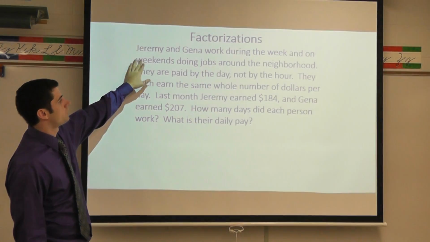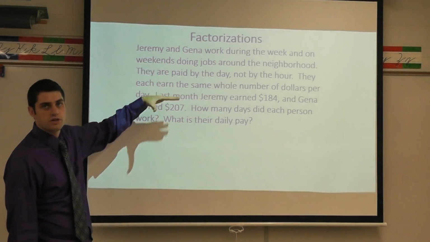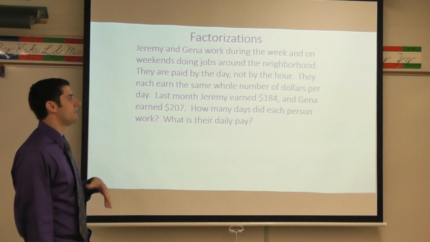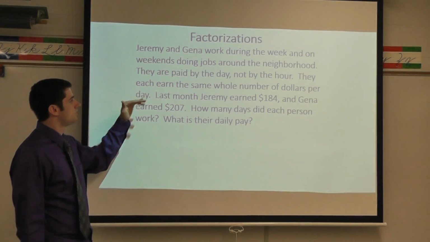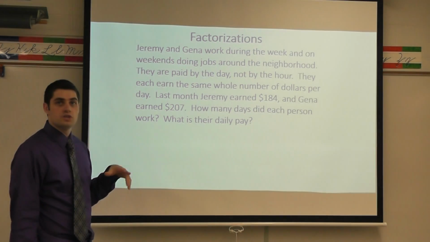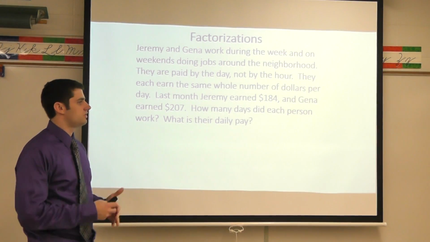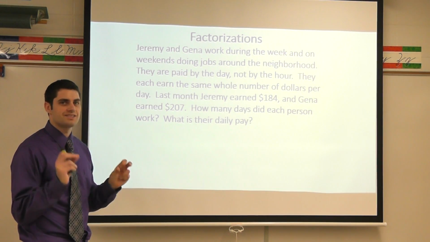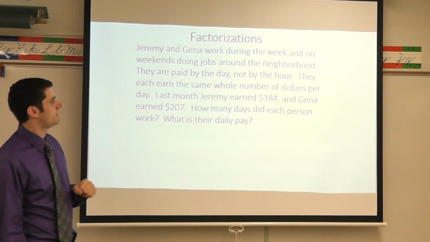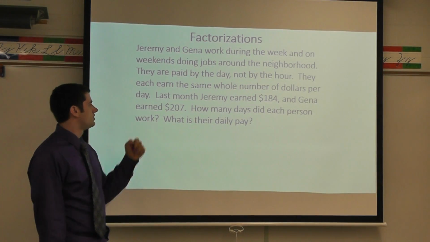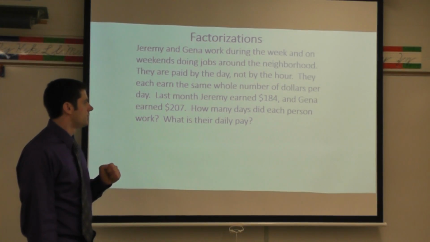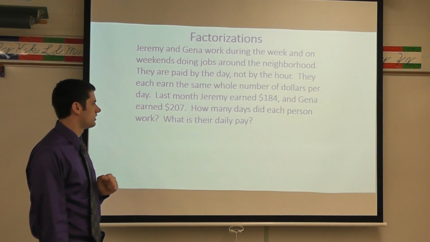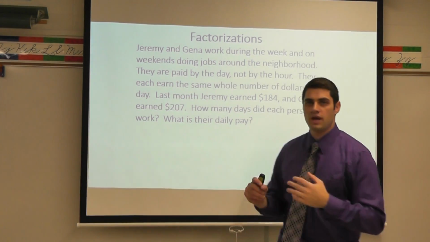So, I know that they work during the week and on weekends doing jobs in the neighborhood. Okay, that's okay information there. I know they're paid by the day and not by the hour. That's helpful. I know that they earn the same number of dollars per day. So if Jeremy earns $20 a day, Jenna earns $20 a day. So whatever amount they earn, it's the same each day. I know that Jeremy last month earned $184 and Jenna earned $207. Okay, so now I know how much they earned. How many days did each person work, and what is their daily pay?